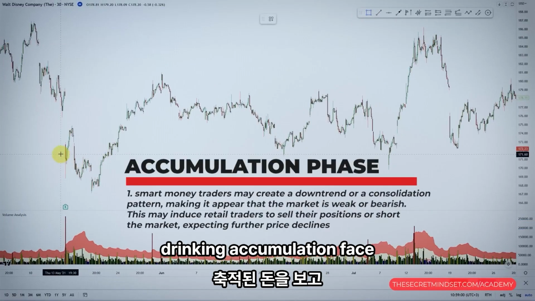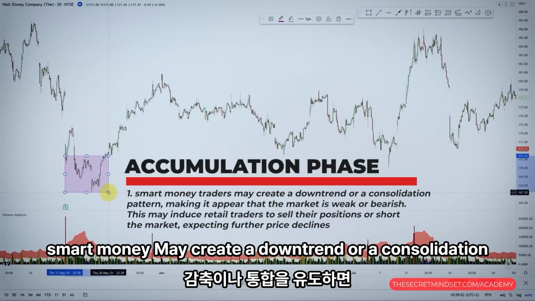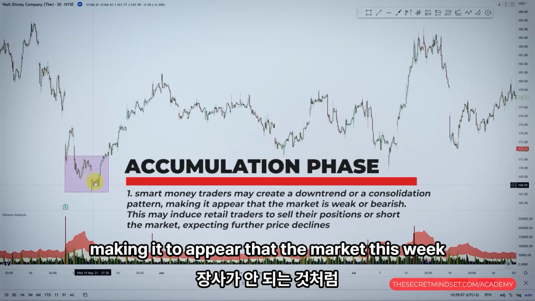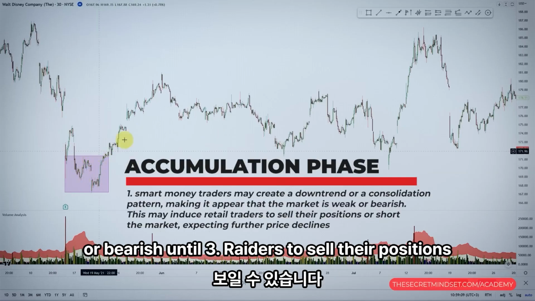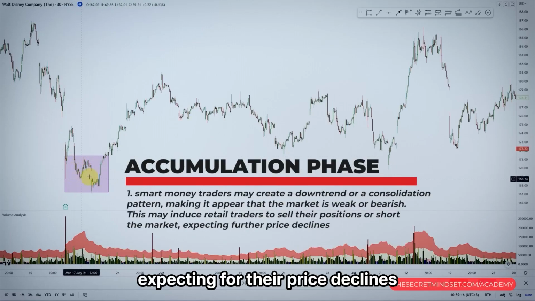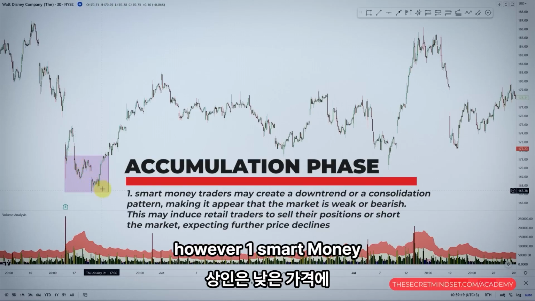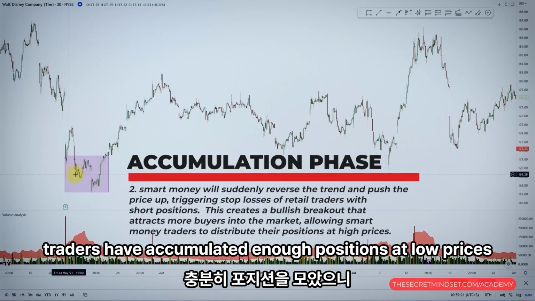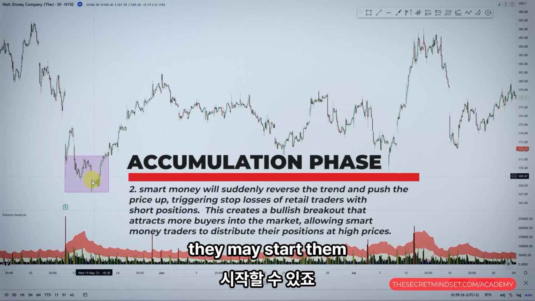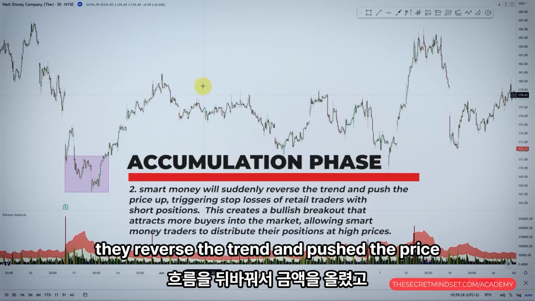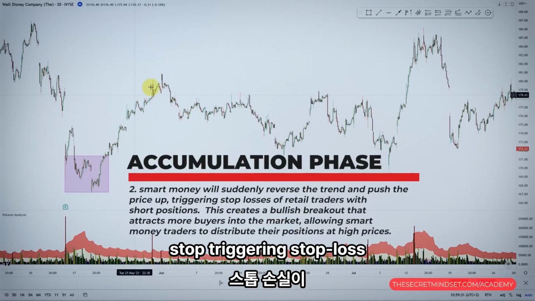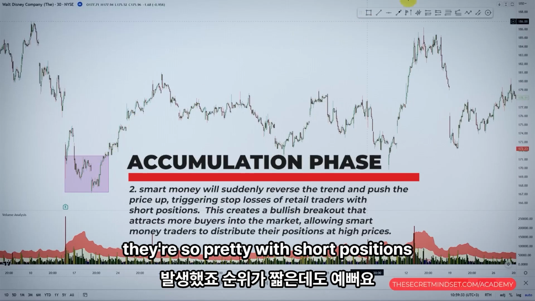For example, during an accumulation phase, smart money may create a downtrend or a consolidation pattern, making it appear that the market is weak or bearish. This may induce retail traders to sell their positions or short the market, expecting further price declines. However, once smart money traders have accumulated enough positions at low prices, they may suddenly reverse the trend and push the price up, triggering stop losses of retail traders with short positions.